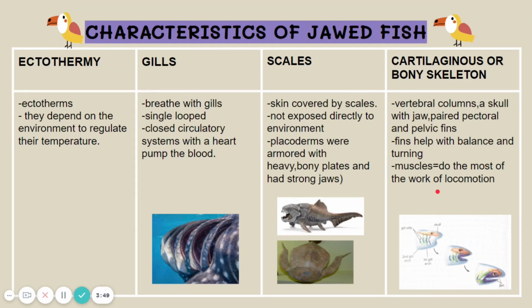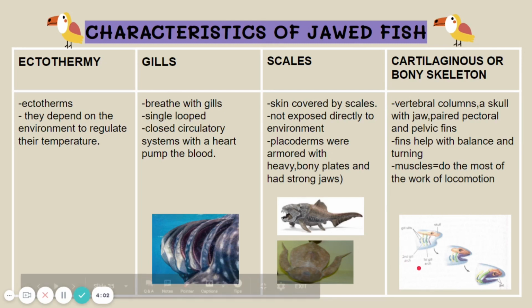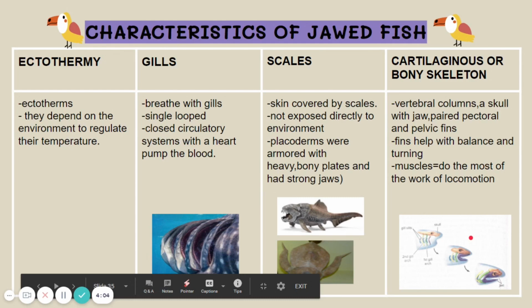For the jaws, they evolved from the first pair of gill arches present in ancestral jawless fish. So this is the first gill arch. For the second gill arch, they became support structure for the jaws. Okay, let's take a look at the evolution of the jaws.